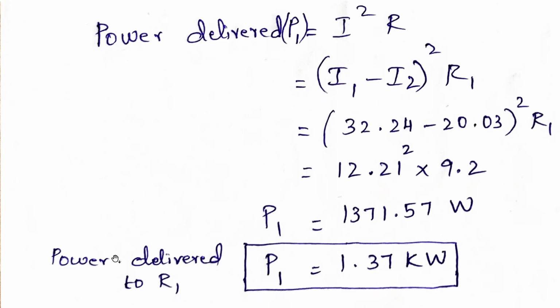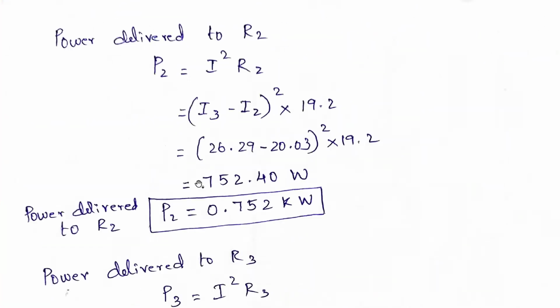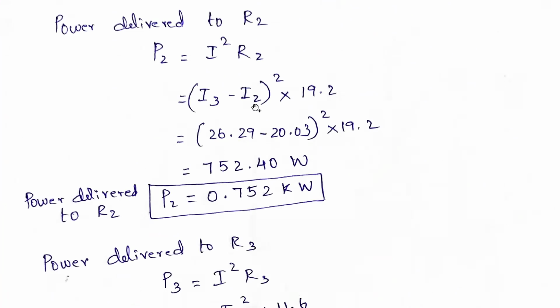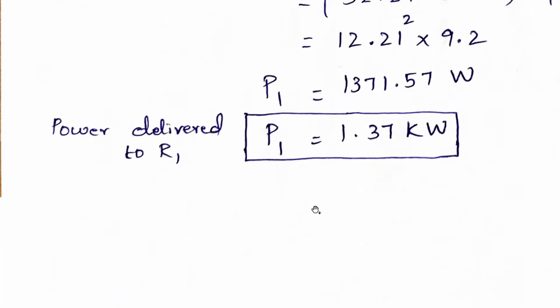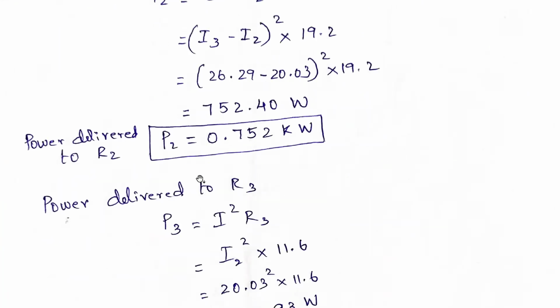That is the power delivered to R1. Similarly, power delivered to R2, P2, is equal to V by R the whole square into R2. The voltage in that particular resistance means V2, no? So V2 divided by R2, into R2. The same thing. Next, power delivered to R3, same. If you calculate, you will get the answer as 52.40 watts, or otherwise 0.752 kilowatts.